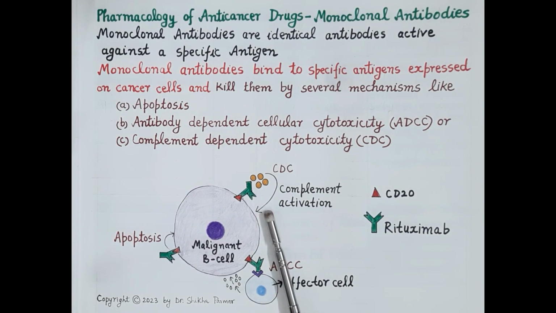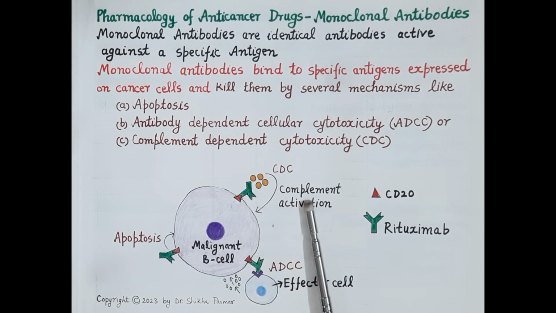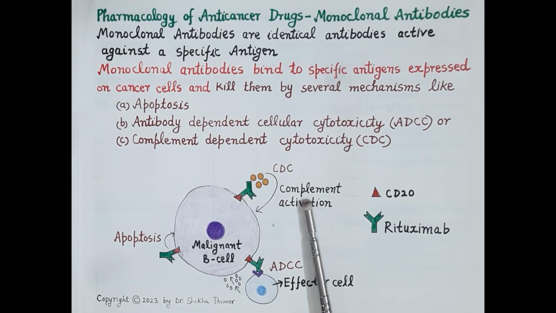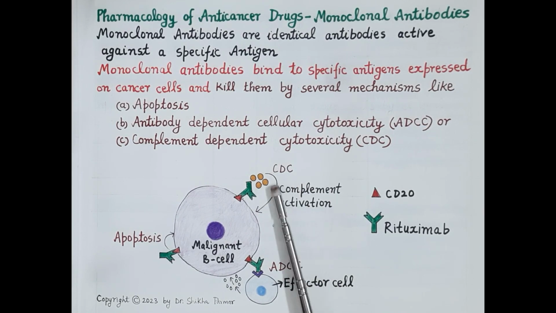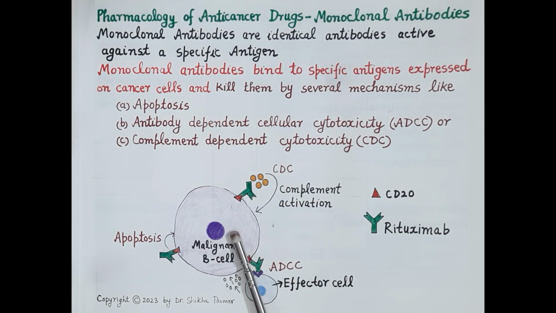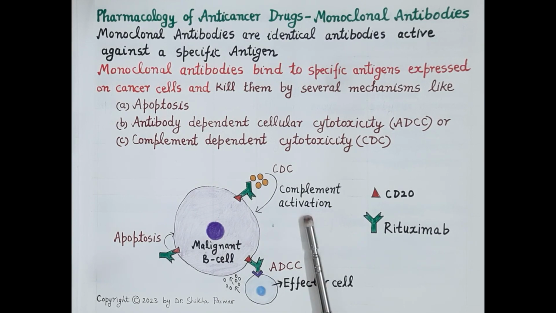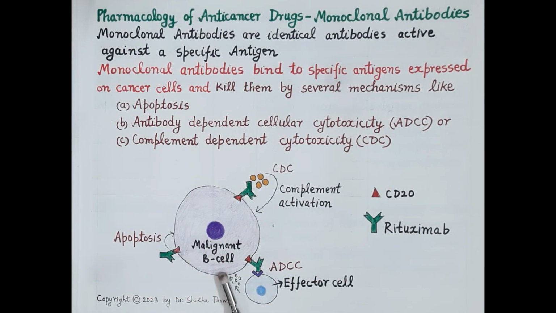binding of rituximab to surface antigen on the cancer cell also activates the complement pathway. So, multiple serum proteins or multiple complements are activated that kill the target cancer cell. So, this is the mechanism by which monoclonal antibodies kill the malignant or the cancerous cells in the body.